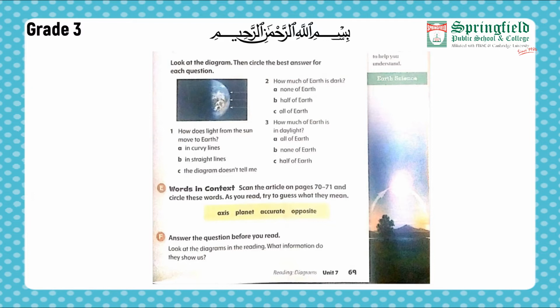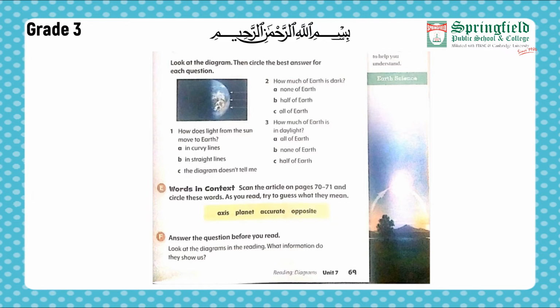Moving forward towards part E, words in context. Scan the articles on pages 70 and 71 and circle these words as you read. Try to guess what they mean. Now here we have been provided with 4 words. When you are listening to the audio, what you have to do is to circle these words in your text. Axis, planet, accurate, opposite.